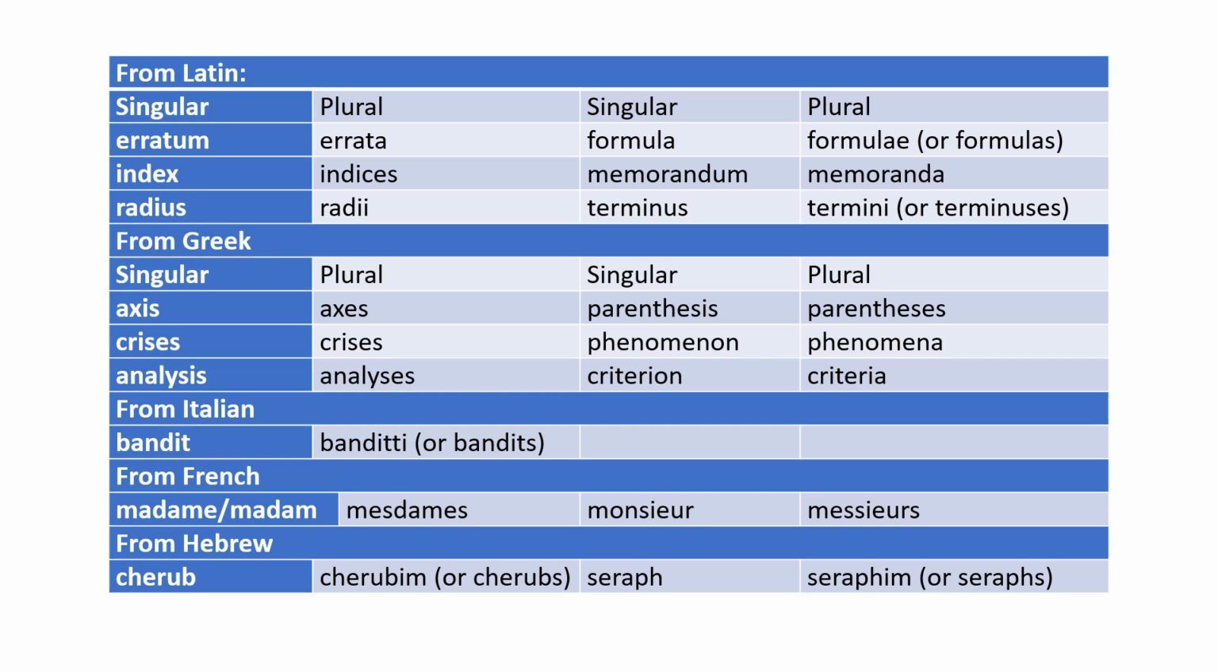Now certain words taken from Greek language. Axis, axes. Parenthesis, parentheses. Crisis, crises. Phenomenon, phenomena. Analysis, analyses. Criterion, criteria. Now certain words taken from Italian language. Bandit, banditti or bandits.